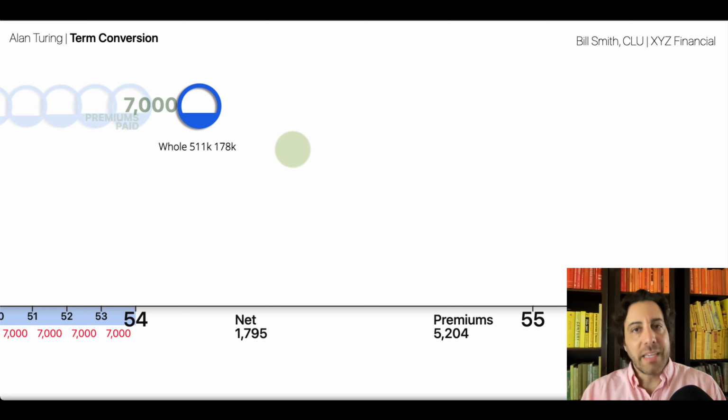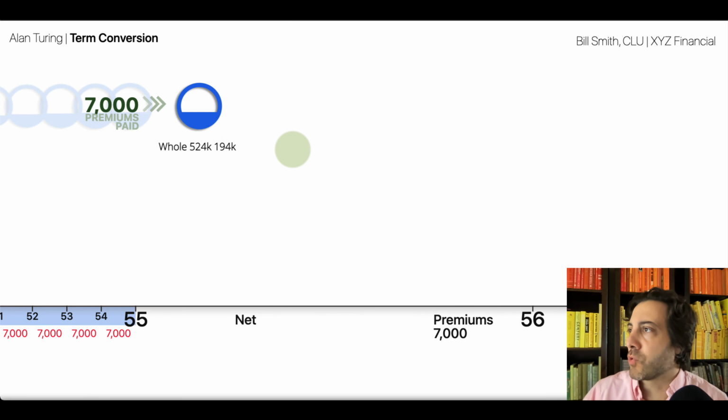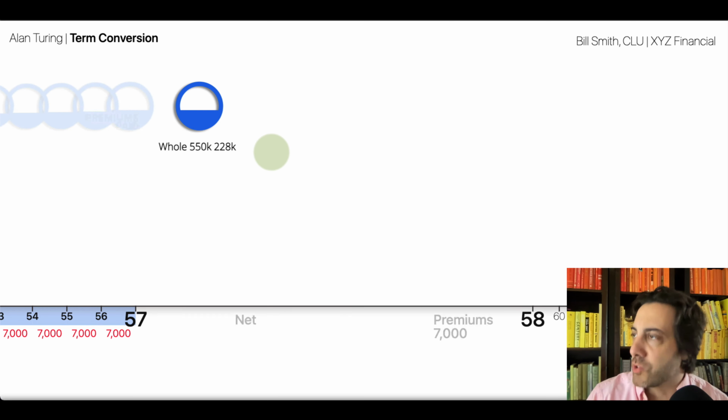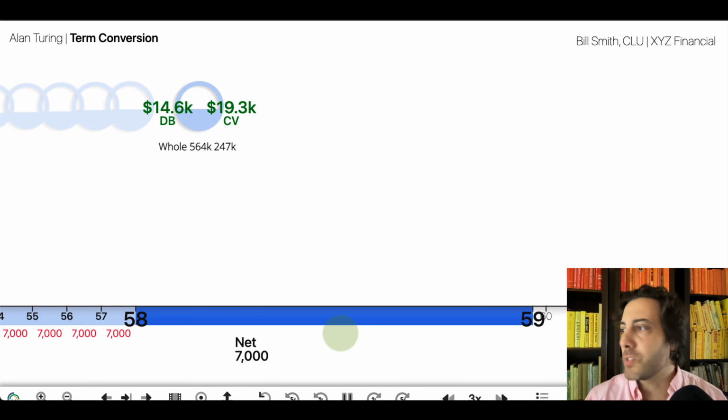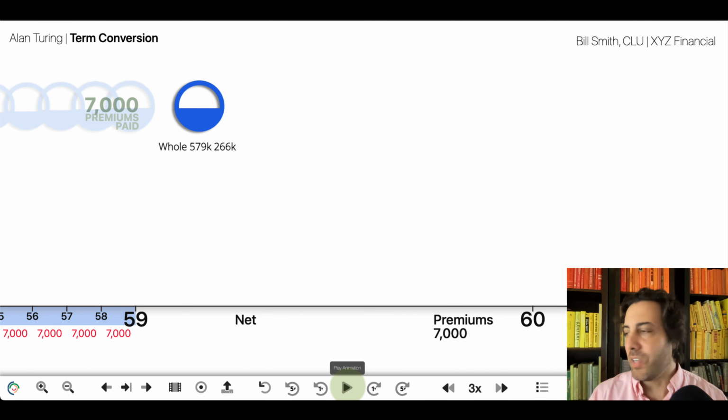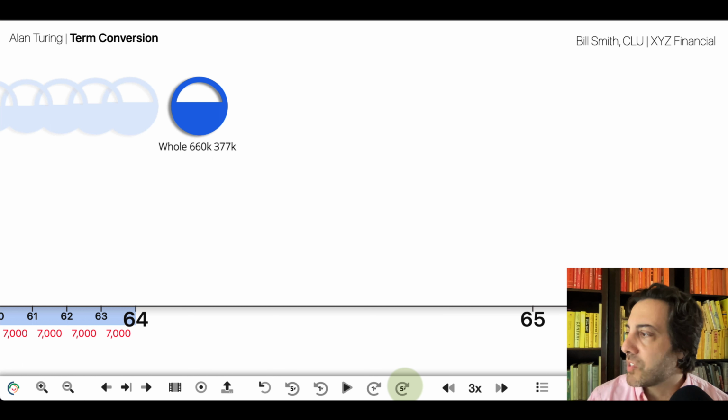So you can kind of geek out about this with your client. Remember, you can control these animations to contour to your conversation. 7,000 goes in, cash grows by 17,000. 7,000 goes in, cash grows by 18,000. So they see some nice positive movement. I'm going to pause this here. I'm going to move out to age 64.